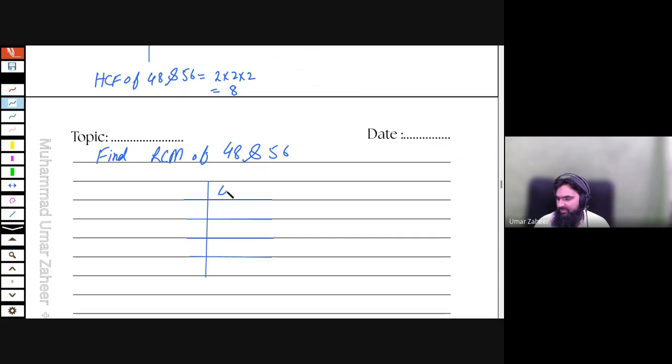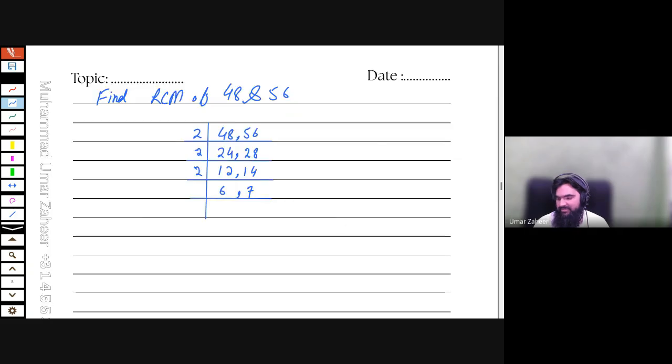We have 48 and 56. We just have to divide them by prime numbers. Both are divisible by 2, so 2 times 2 is 4, 2 times 4 is 8, 2 times 2 is 4, 2 times 8 is 16, 2 times 12, 2 times 14, 2 times 6, 2 times 7. One number is still divisible by 2, so divide by it. 2 times 3 is 6, 7 as it is.